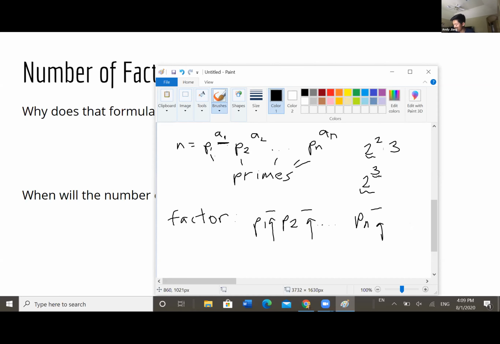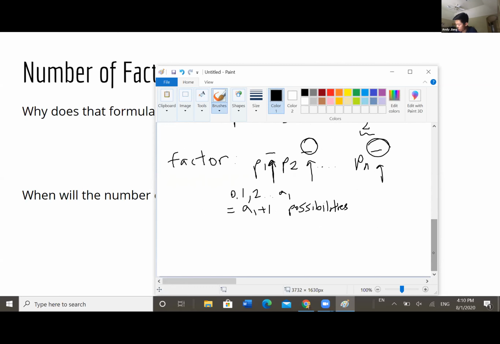So the number of possibilities for this exponent are 0, 1, 2, all the way up to a1. And that is a1 plus 1 possibilities. Similarly, I can do the same thing for all of these. And what I end up getting is there are a1 plus 1 possibilities for the first one, then a2 plus 1, and so on, all the way to an plus 1. So that's where the formula comes from.